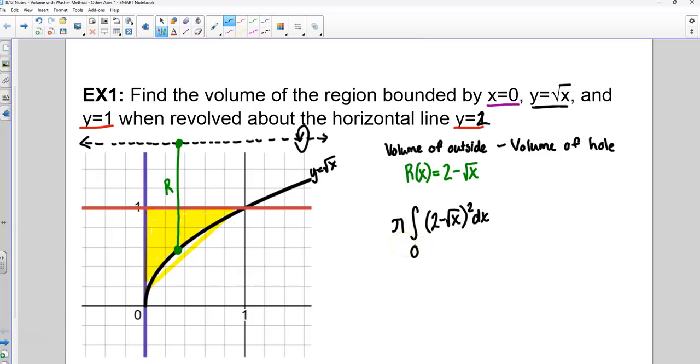Not 0 to 2. 2's on that y-axis. 0 to 1. It's got to come from that x-axis. You okay here? All right, let's do our lowercase r. So that is from the line you're rotating around, that's always where you want to start, to the closest boundary.